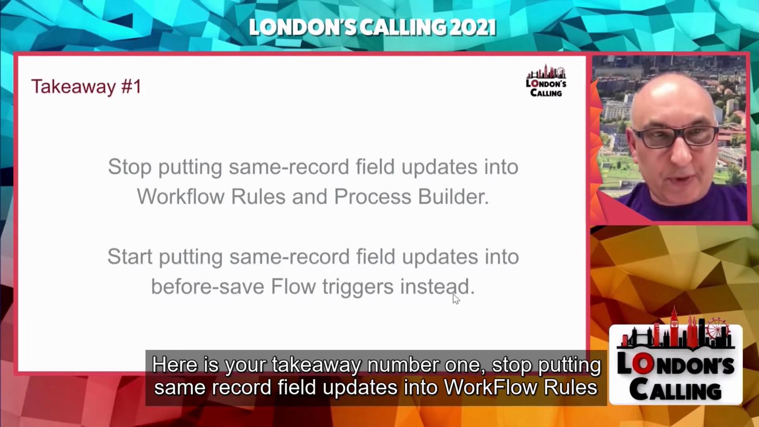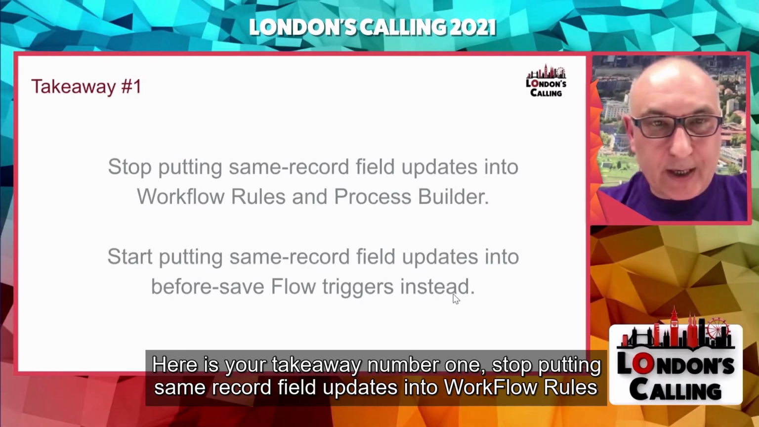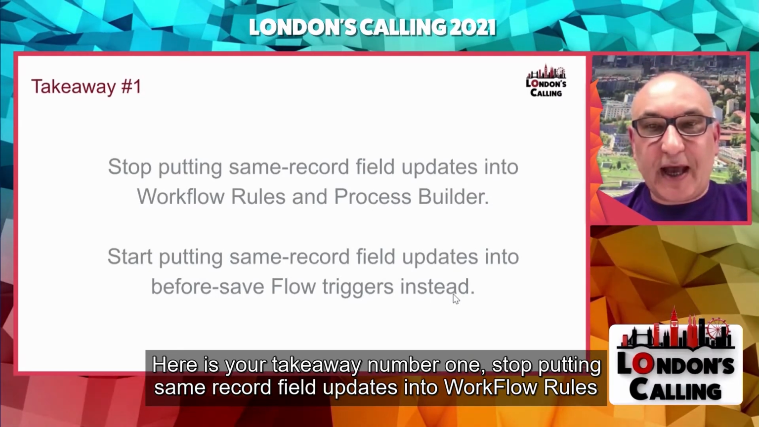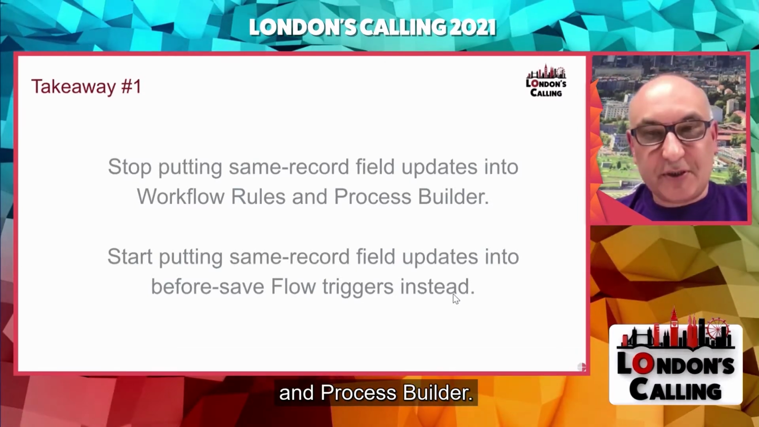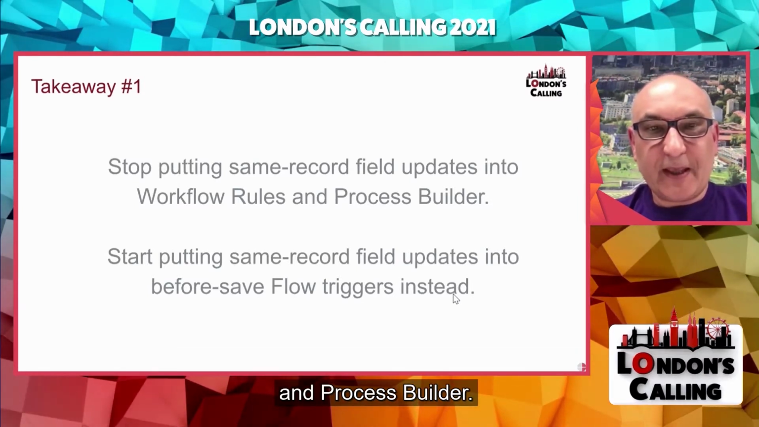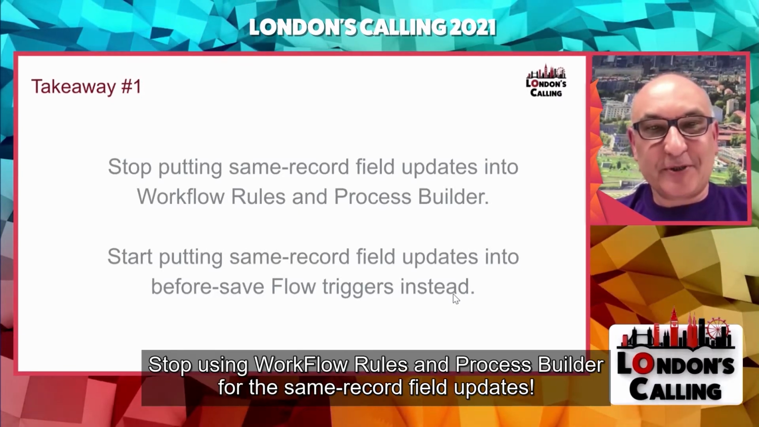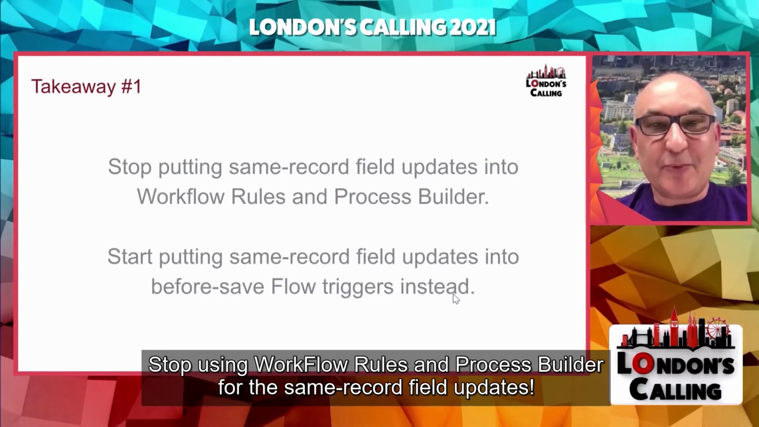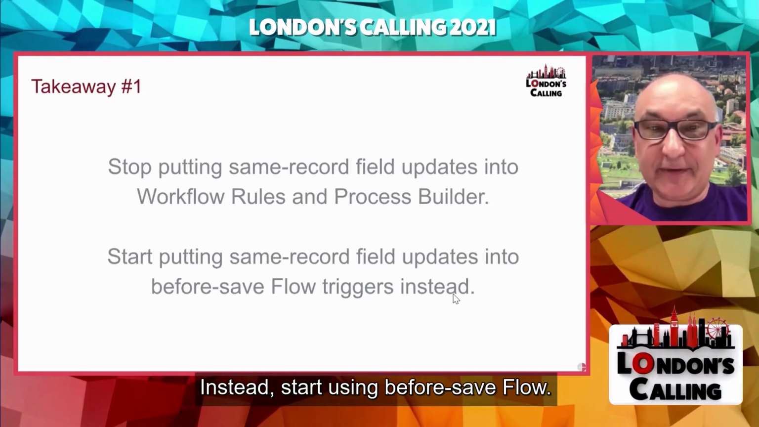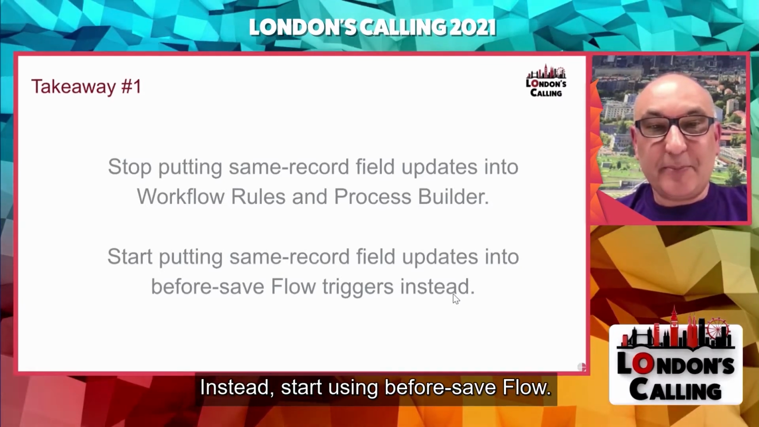So here is your takeaway number one. Stop putting same record field updates into workflow rules and process builder. I repeat this. Stop using workflow rules and process builder for the same record field updates. Instead, start using before save flow.